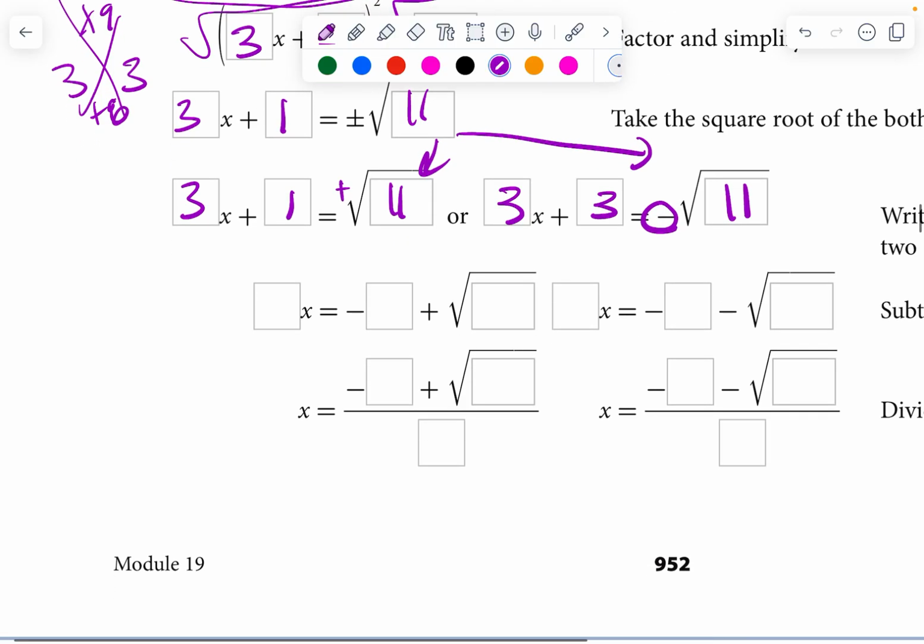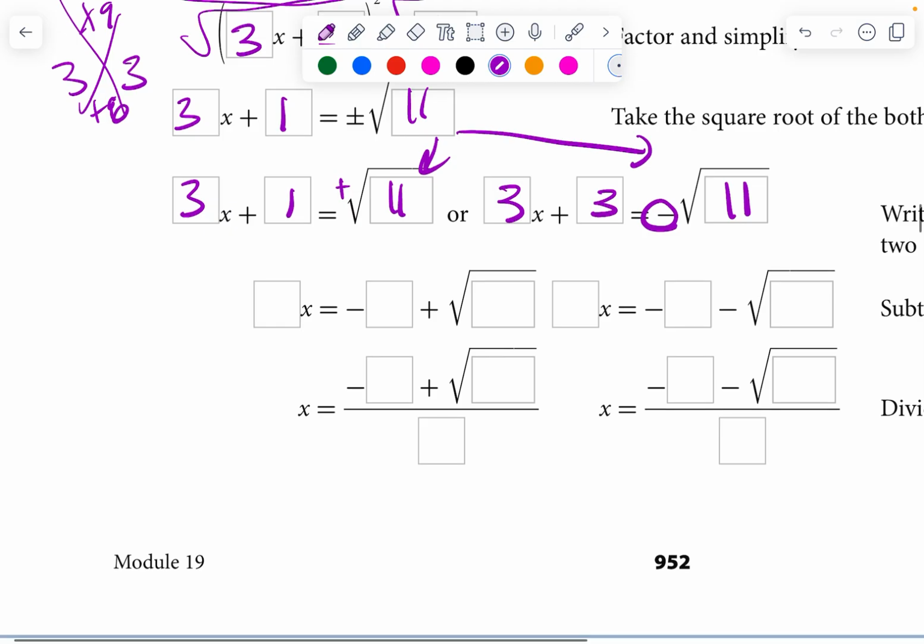Then I need to find my answer. Okay, so here's where it's going to get a little bit uglier. I have to take 1 away from both sides. That's kind of what this is showing, so I'm just going to draw a line to show you that. So I'm saying 3x is going to equal -1 plus the square root of 11.